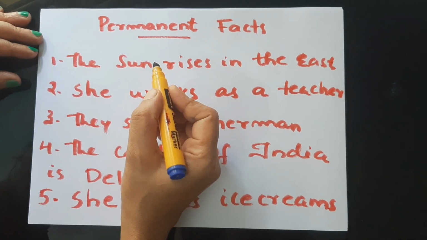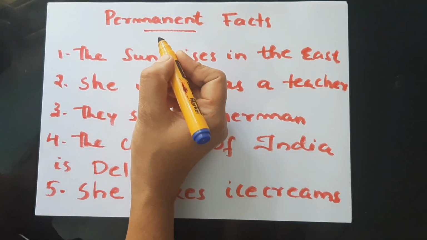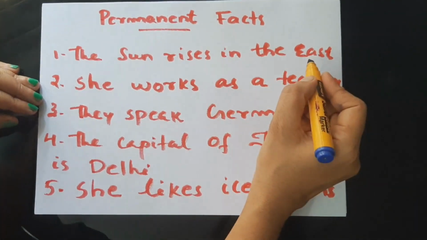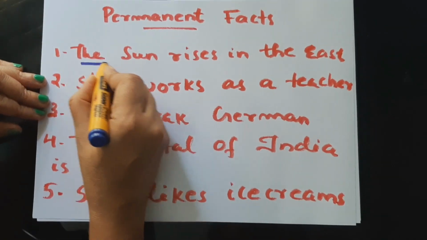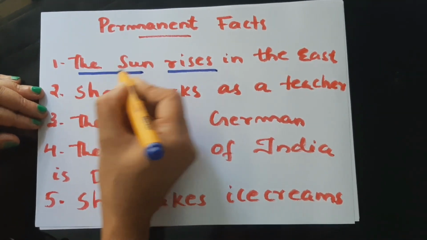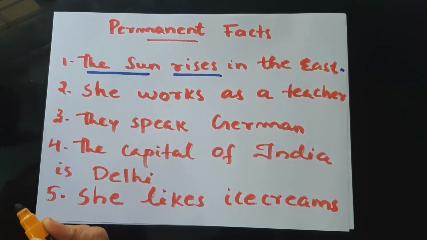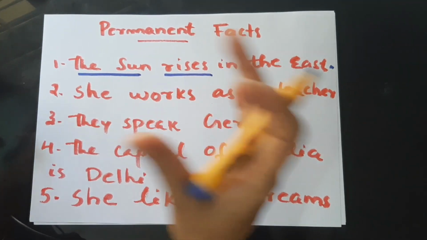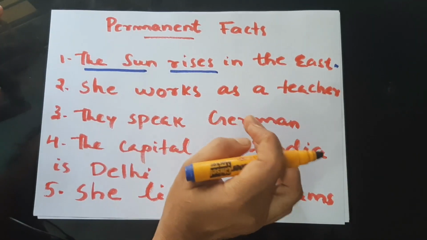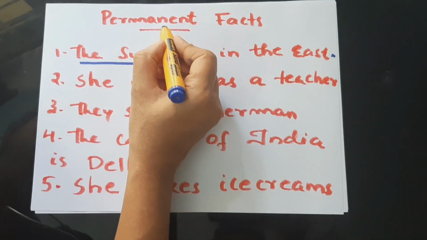So, the simple present tense is also used to denote some permanent facts, meaning the facts that do not change. Okay, for example, the sun rises in the east. Okay, the sun, singular. That's why we use a singular verb, rises. The sun, singular, rises also singular. So the sun rises in the east means that is a permanent fact that would never change. That's a universal fact. That's why we used simple present tense here, just to denote a permanent fact.